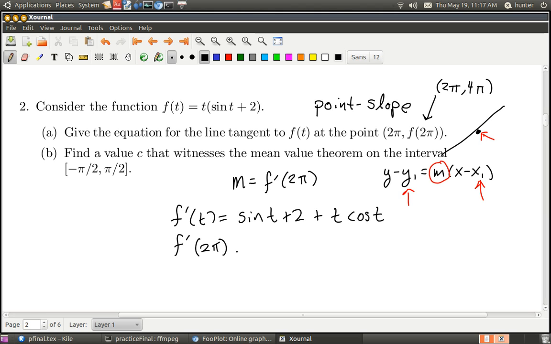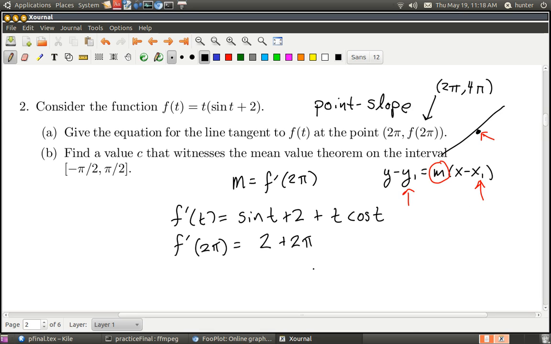And so to solve for m, I just do f prime of 2 pi, and let me see what happens. Sine of 2 pi is 0, and 2 doesn't care about the input. And what happens here, I get 2 pi times cosine of 2 pi, and cosine of 2 pi is 1. So this is it. And now I just have to plug everything in.